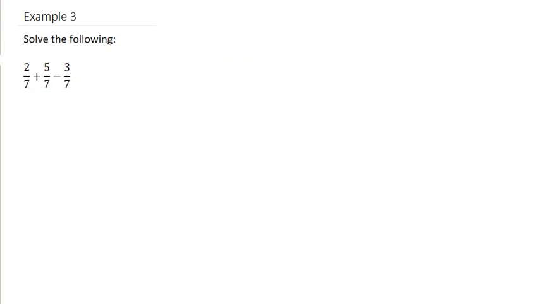Now we're going to solve for the following. So we have 2/7 plus 5/7 minus 3/7. So we have 2 different operations. We have addition and then a subtraction. So let's go ahead and first do our addition. So we're going to do that first step. So we'll go 2/7 plus 5/7.